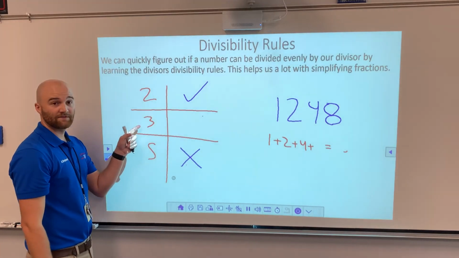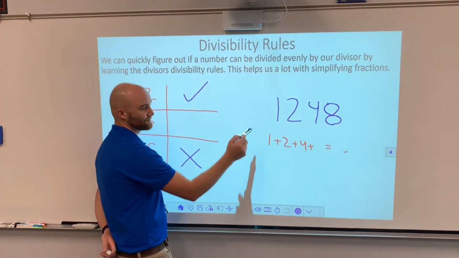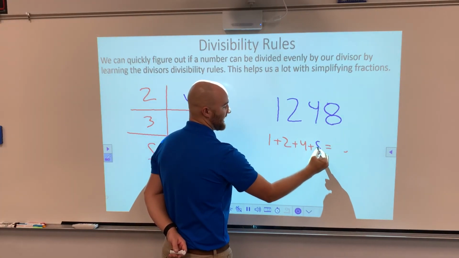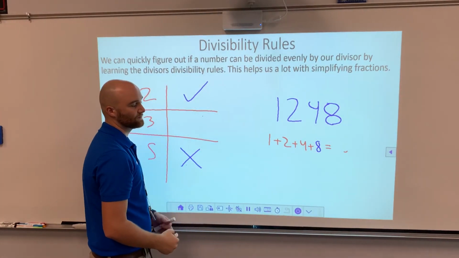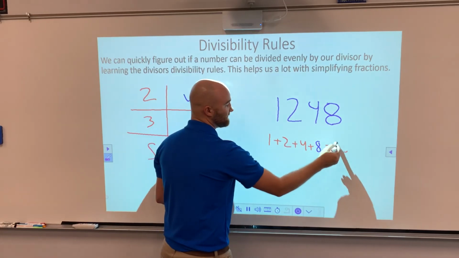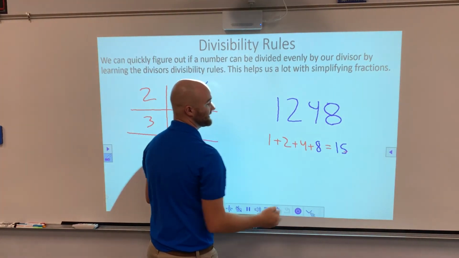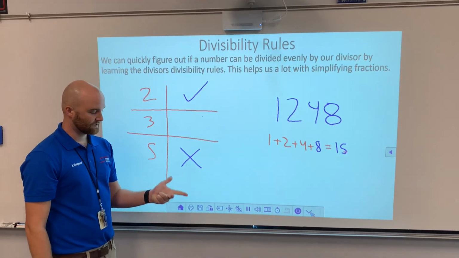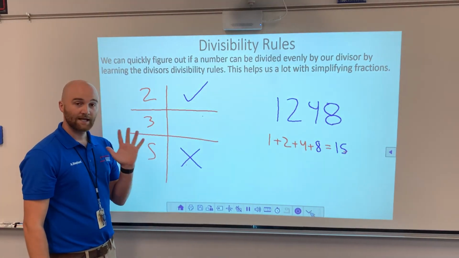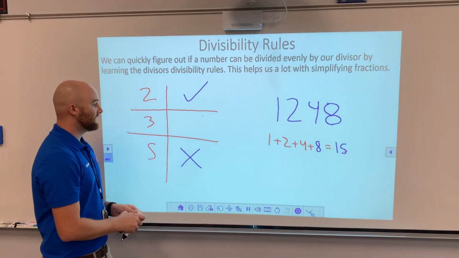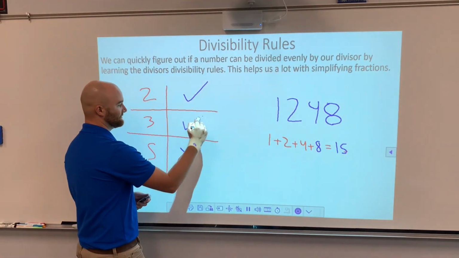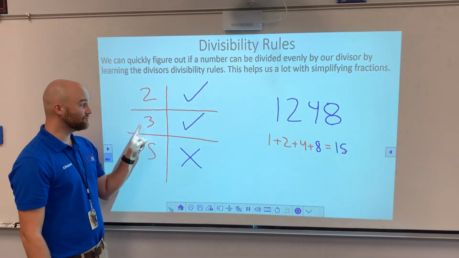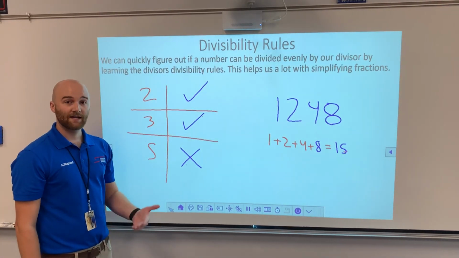Then to find out if it's divisible by 3, I add up all the numbers. 1 plus 2 plus 4 plus 8. If I add up 1 plus 2 plus 4 plus 8, I end up with 15. Let's count by 3s and see if I can get to 15. 3, 6, 9, 12, 15. It looks like I can get to 15. That means that yes, it is divisible by 3. Even without dividing it, we know that when we do divide it by 3, we'll get a nice, neat number.